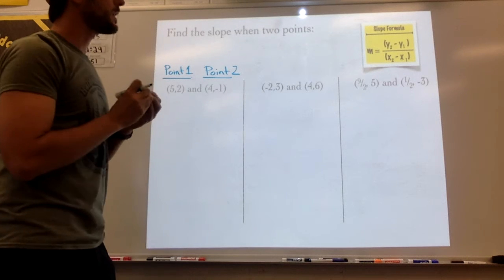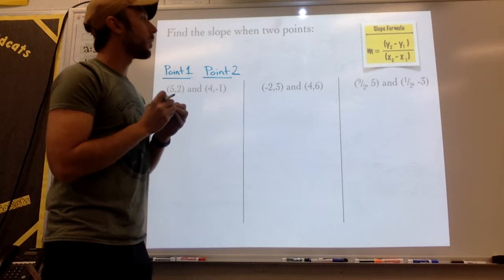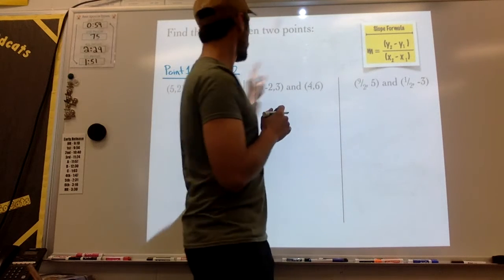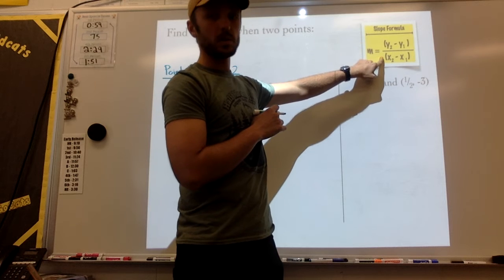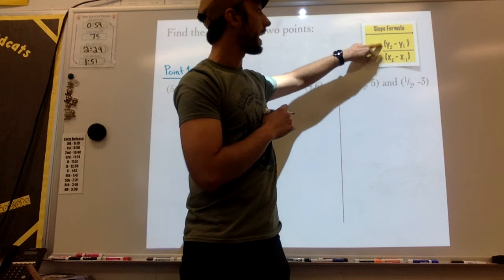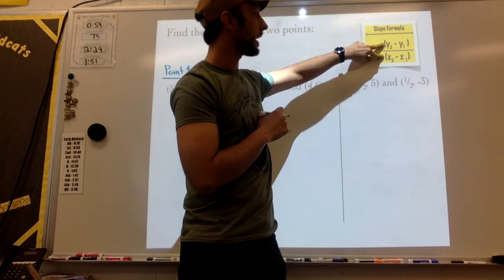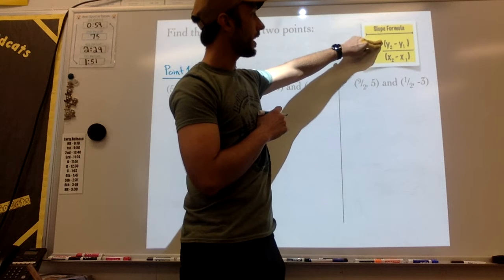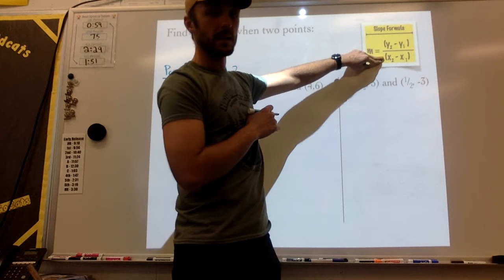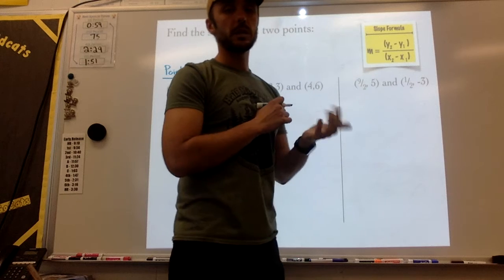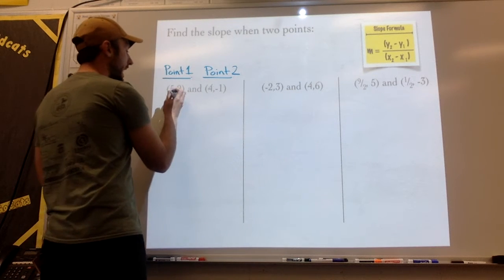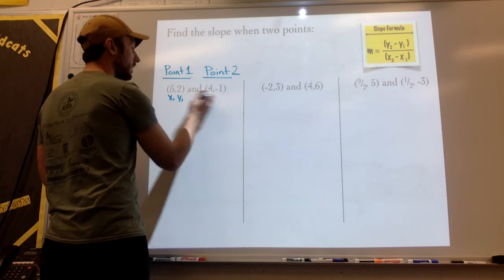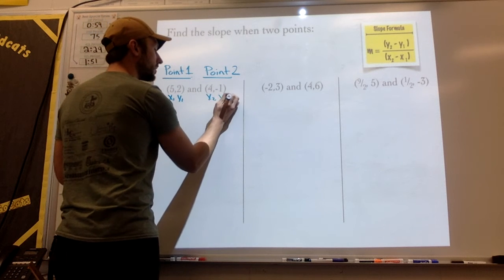The main thing we have to remember is that whatever point we pick first, whatever y we pick first, its corresponding x value also has to go first. That's the main thing here, is as long as the points match up, as long as you have the y value above its corresponding x value of that same point, it will give you the same answer regardless. So I'm going to label this as x1, y1, x2, y2.